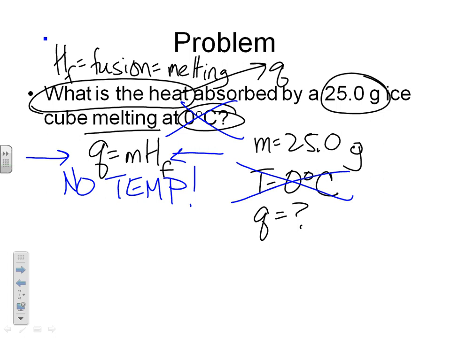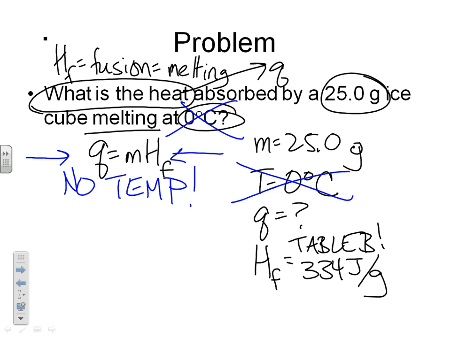We have heat, mass, and heat of fusion, and that's all we need. We do need heat of fusion. We absolutely need heat of fusion to answer this question, which means we have to get that value from somewhere. Table B. Look it up. What is the heat of fusion of water? 334 joules per gram. Now we have absolutely everything we need.